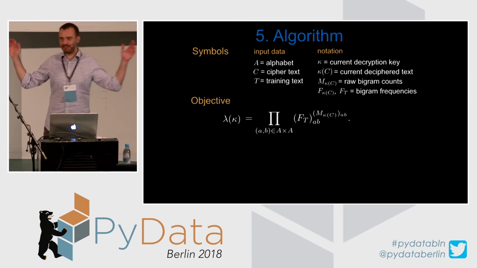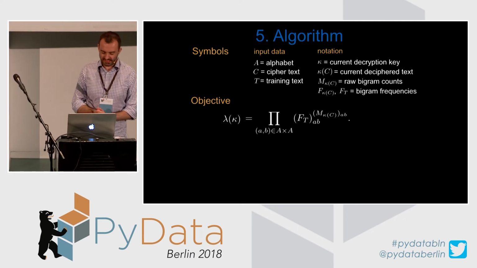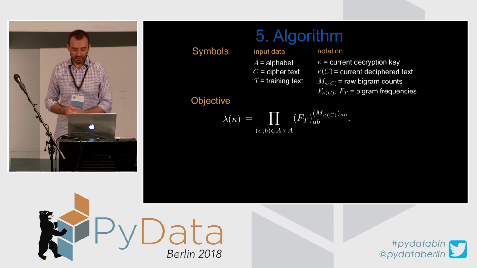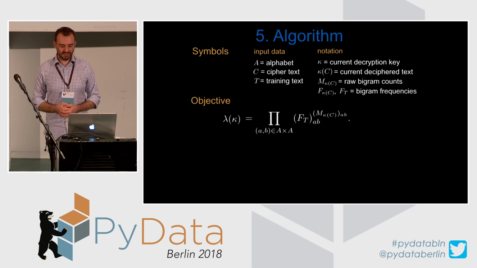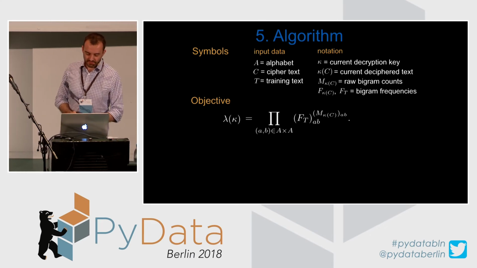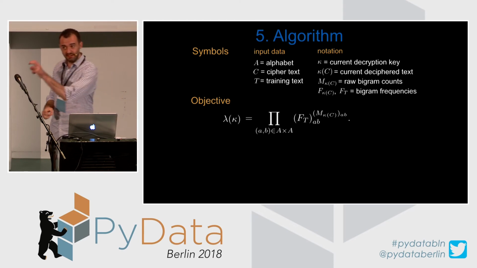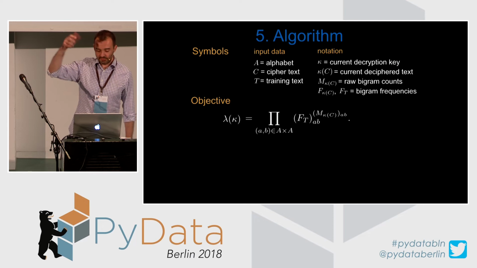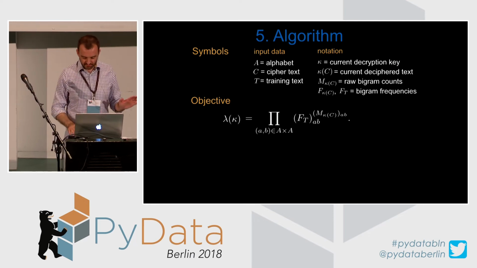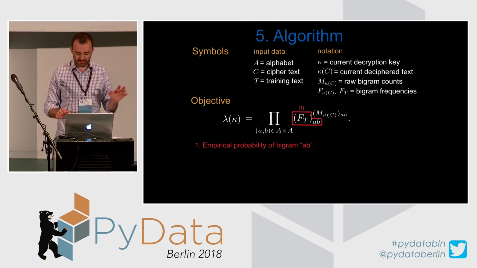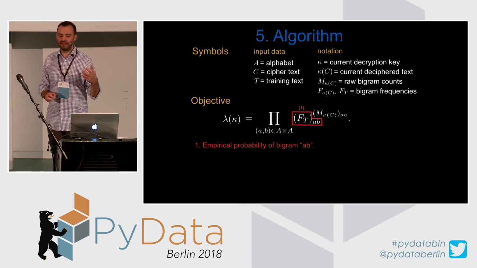So here's the objective function. It's a bit intimidating at first. So it's saying, I'll read it out, and then I'll break it down. It's saying we're going to take the product over all pairs A and B in the alphabet, that's that A cross A thing there, of the empirical frequency coming from our training text of that particular bigram to the power of the number of times that bigram appears in the currently deciphered text. It's a whole mouthful, and it's not quite clear what's going on at first glance. So I'm going to take it more slowly. So that thing there is the empirical probability of AB.